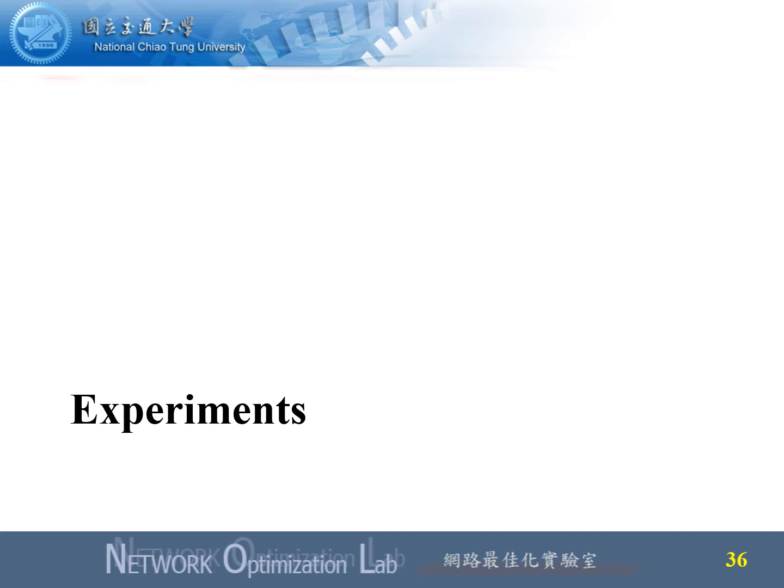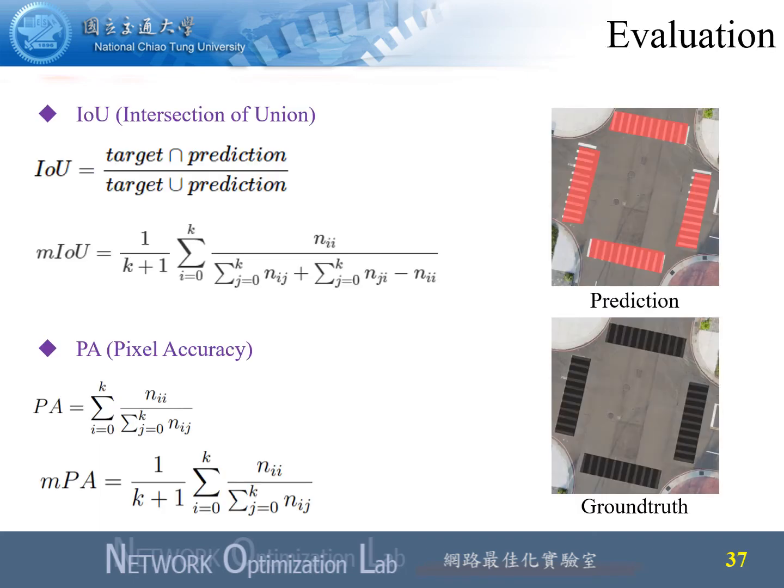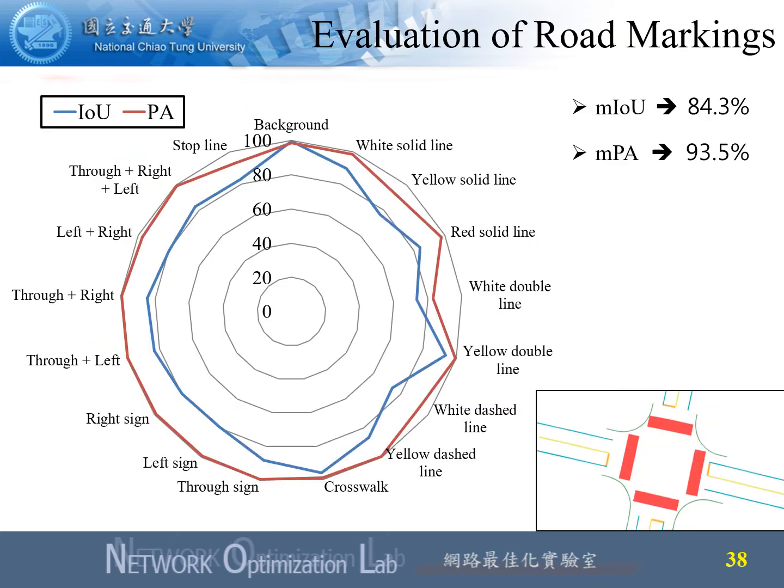In our experiment, IOU and PA are introduced to evaluate the performance. IOU is the intersection over union, and PA is the pixel accuracy. We evaluate the performance of each category of road markings between the DeepLab v3+ prediction and the ground truth. And the MIOU is 84.3% and MPA is 93.5%.